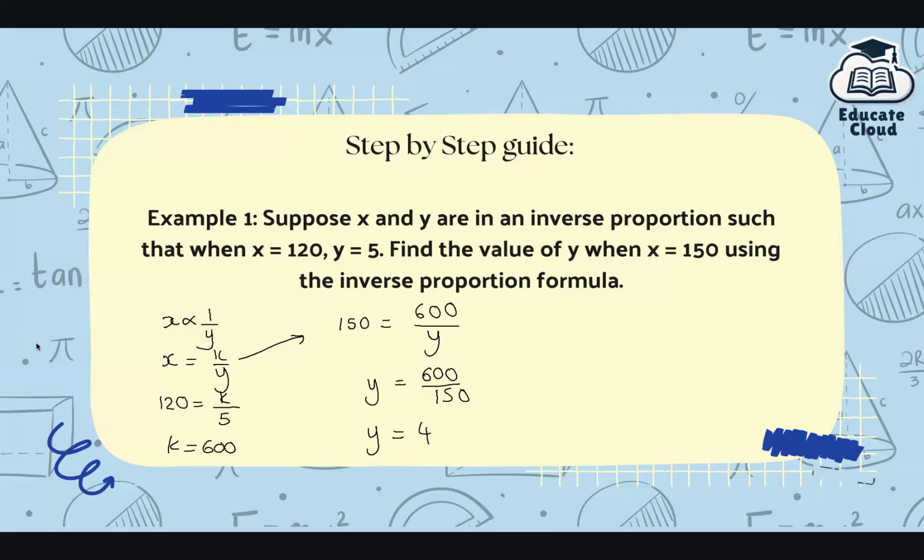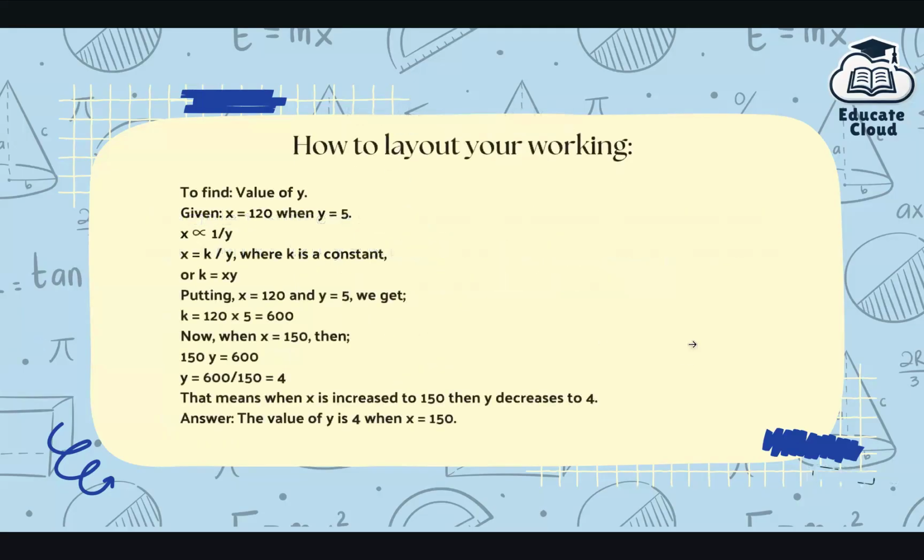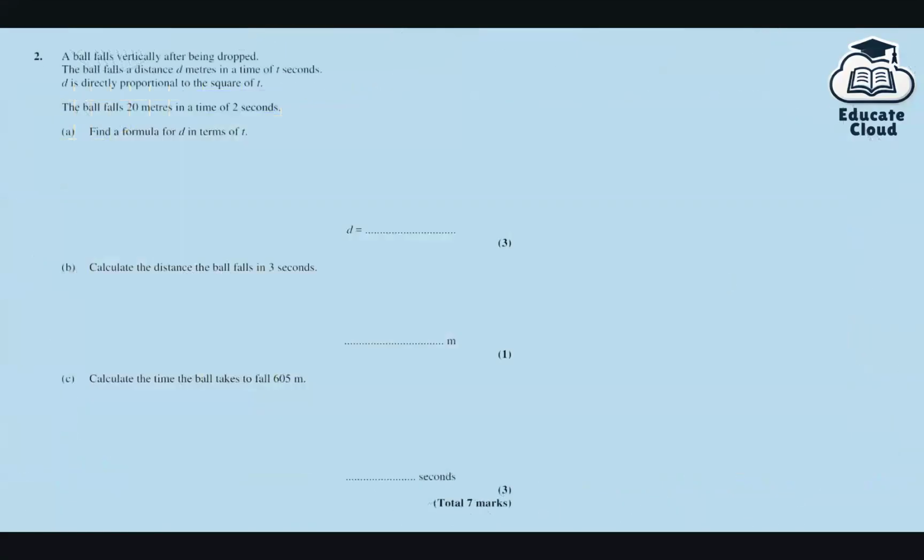Okay, so let's go through this again and look at how we would lay it out very clearly. So to find the value of y, we're going to write it as that. Then we're going to write it as x is equal to k over y, or k is equal to xy. Work out what k is and sub it back into this. Okay, so this is how you'd be expected to lay out your working.